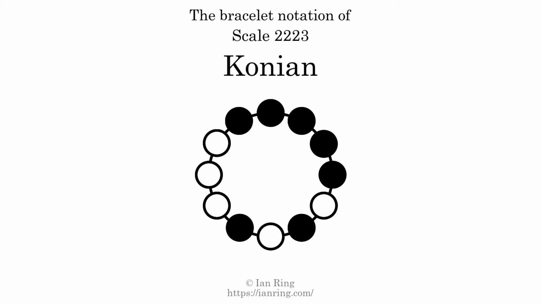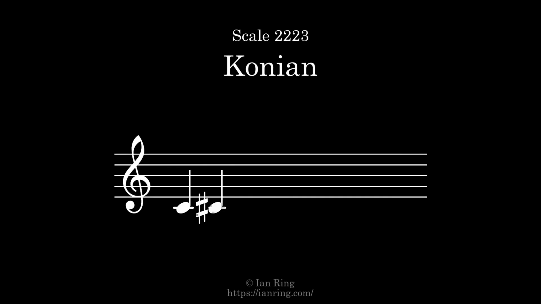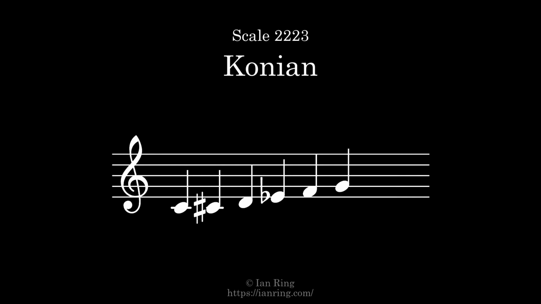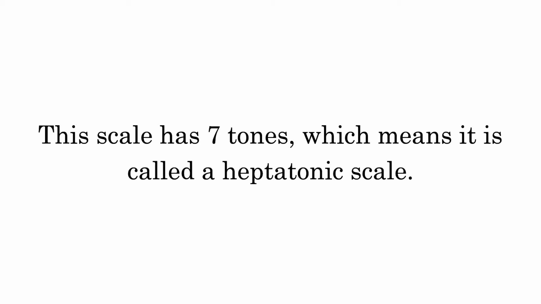Today we will talk about Scale 2223, Konian, which sounds like this. This scale has 7 tones, which means it is called a heptatonic scale.